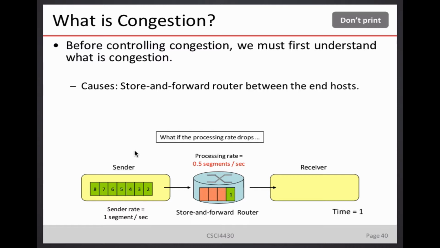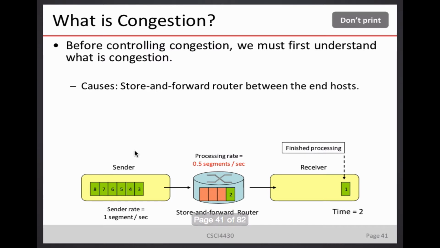Let's imagine that at time equal to 1, I send a packet out, but it needs 2 seconds to process and send it out because the rate is 0.5 per second. So at time equal to 1, I deliver it here. At time equal to 2, I deliver the second data to the router. It so happens that at time equal to 2, I can send the router's buffered packet to the receiver.